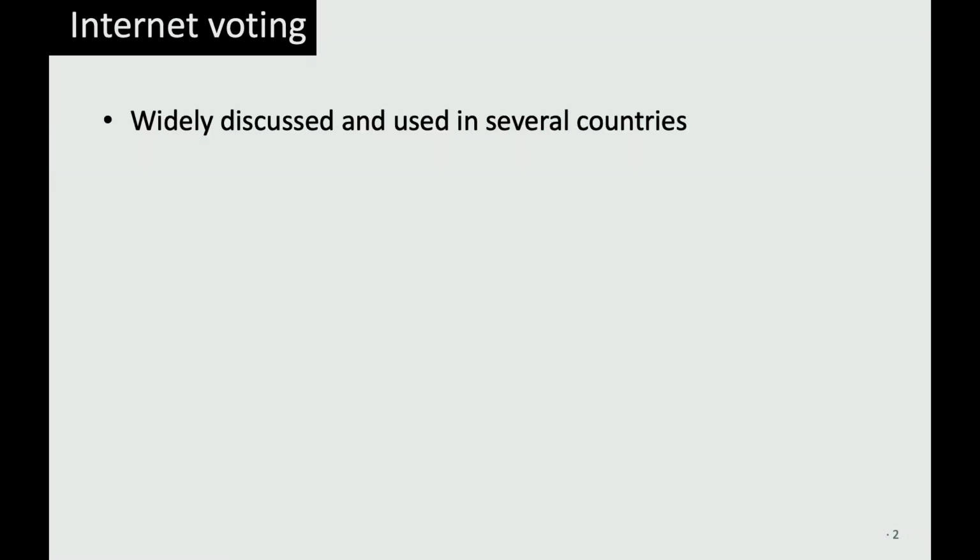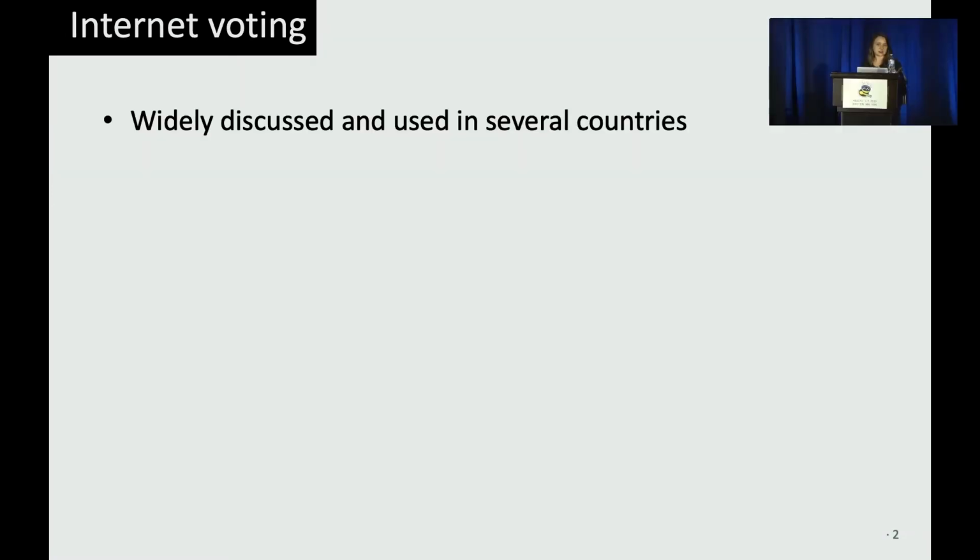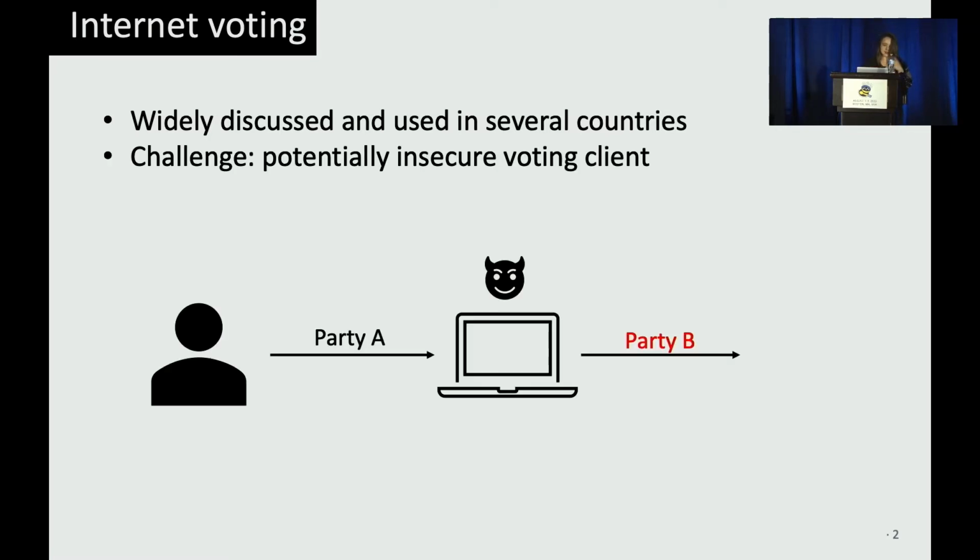So internet voting has been widely discussed, especially during the pandemic, and it has in fact been used in several countries for political, legally binding elections. So this is not new. And despite the several advantages of internet voting, of course, it has security concerns. One of the biggest ones is the fact that there is a potentially insecure voting client.